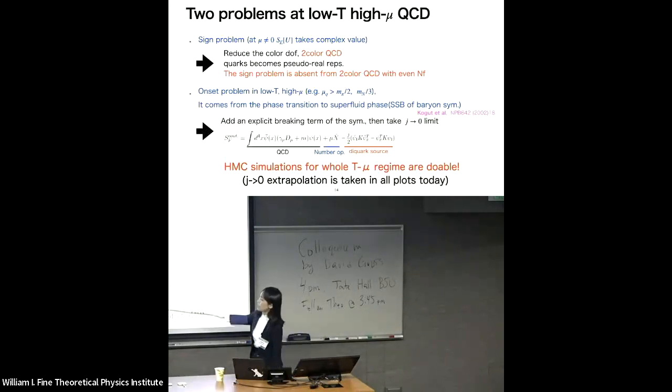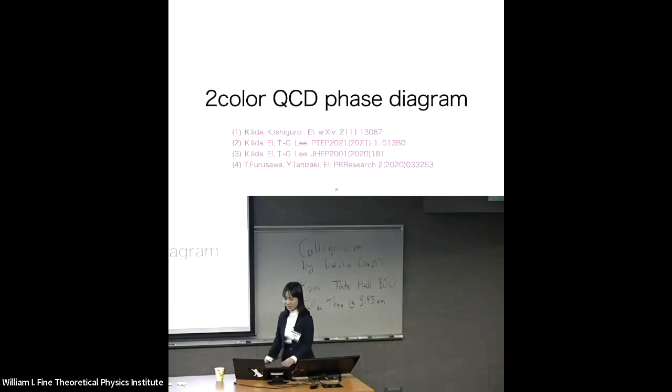So we perform the Monte Carlo simulation with this QCD action, the number operator with quark chemical potential, and the diquark operator with parameter J. Then the hybrid Monte Carlo simulation is doable in the whole temperature and density region. This is our strategy. Today I will show you several plots, but the J to 0 extrapolation is already taken in the plots. Okay. So this is an introduction. And now I would like to show you our result.